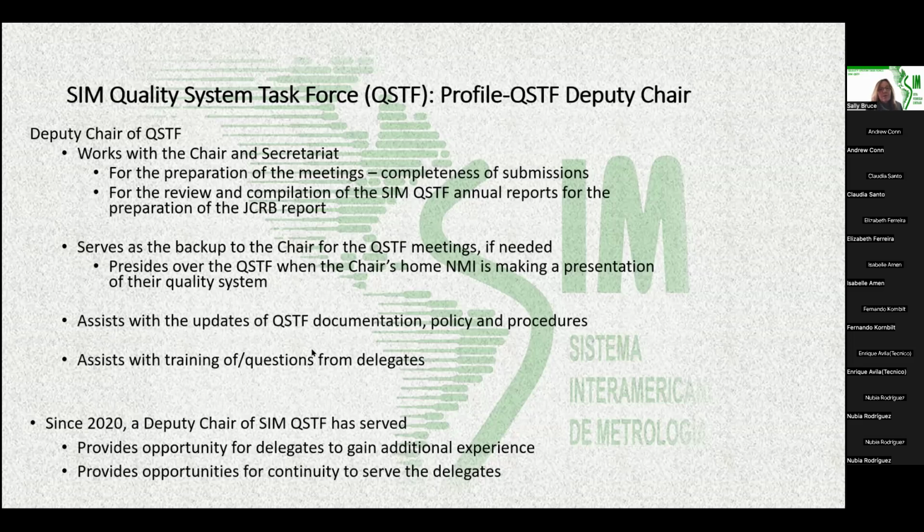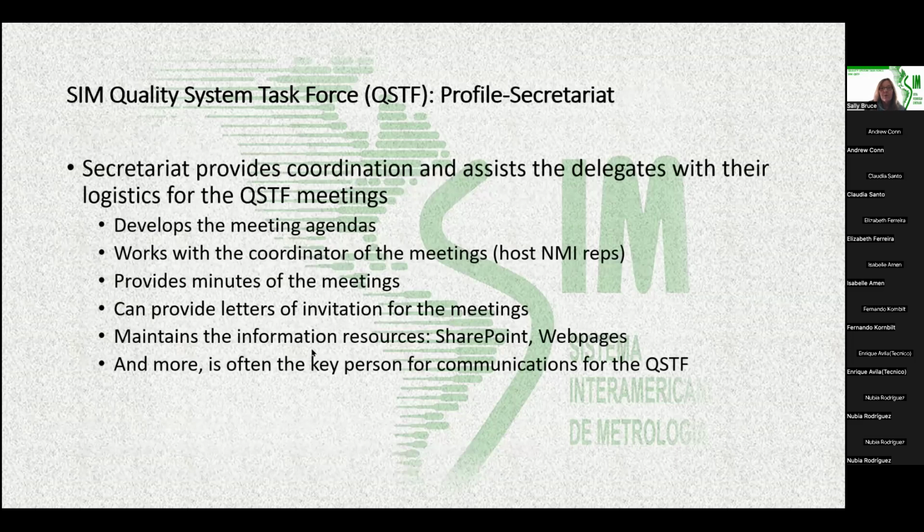The deputy chair of the QSTF works with the chair and the secretariat for preparations of the meeting. They often look at the completeness of the submissions of the documentation, and for the review and compilation of the SIM QSTF annual report for the preparation of the JCRB report. They can serve as backup to the chair for the QSTF meetings if needed. And they preside over the QSTF when the chair's home NMI is making a presentation of a quality system. They assist with the updates of the QSTF documentation, policy, and procedures, and assist with training of and questions from the delegates.